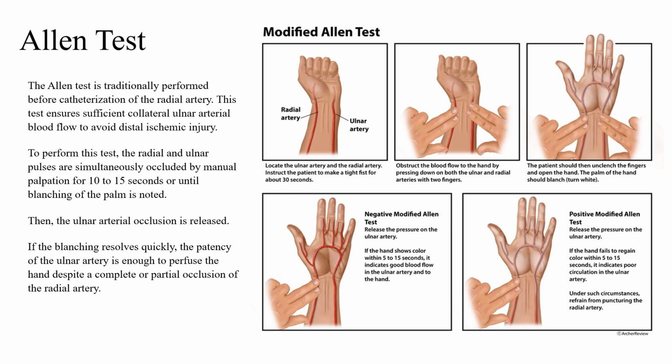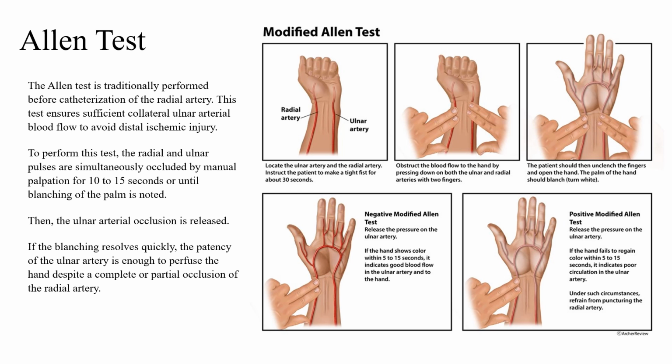So typically you're going to hold pressure on the radial and the ulnar arteries, and then you can look for the palm of the hand to turn kind of white. You can also have the patient open and close their hand, and it should blanch. Then the first thing you're going to do is release your ulnar arterial occlusion and see what happens to blood flow. If the blanching resolves, there is patency of the ulnar artery, and that would indicate that it would be okay to use the radial artery in that hand because there's good blood flow with the ulnar artery open.